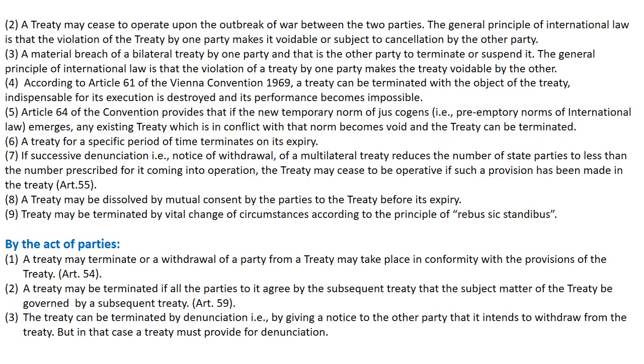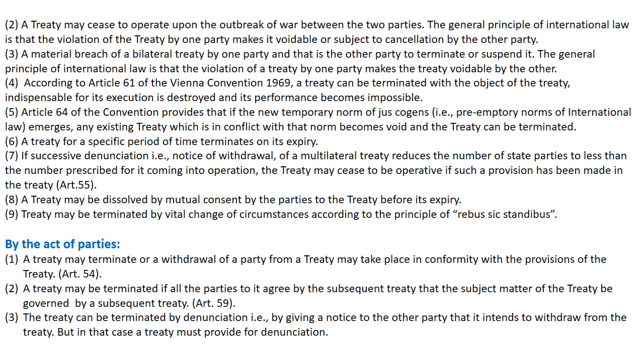The second one is that a treaty may cease to operate upon the outbreak of war between the two parties. The general principle of international law is that the violation of the treaty by one party makes it voidable or subject to cancellation by the other party. The first thing is by the extinction of the state. The second is upon the outbreak of war. The third is a material breach of a bilateral treaty. If there is any breach in the contract, automatically it gets suspended or terminated.